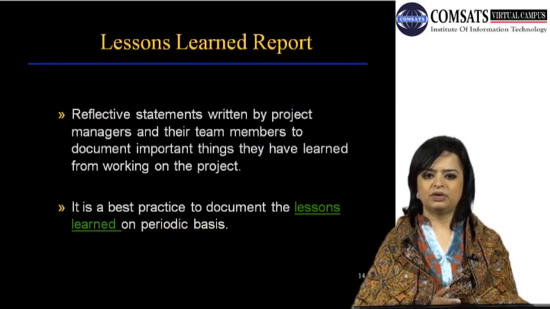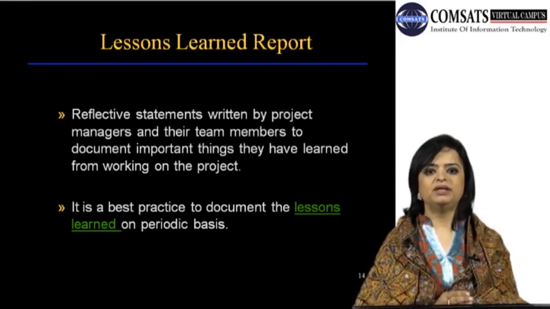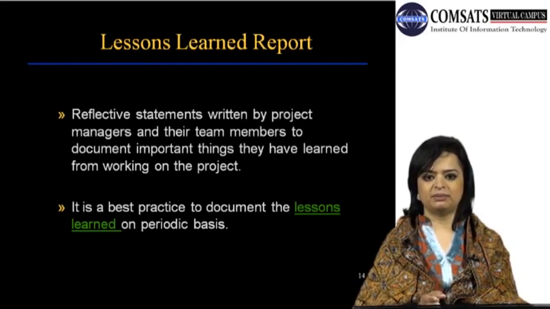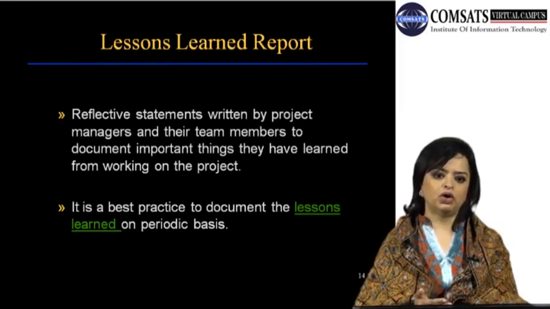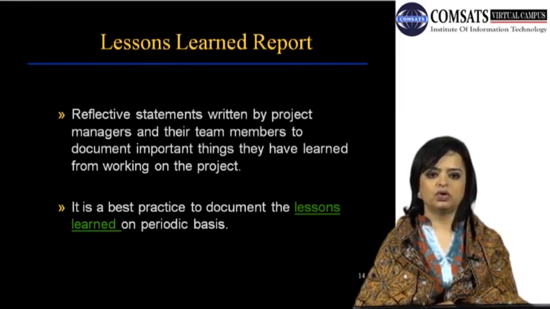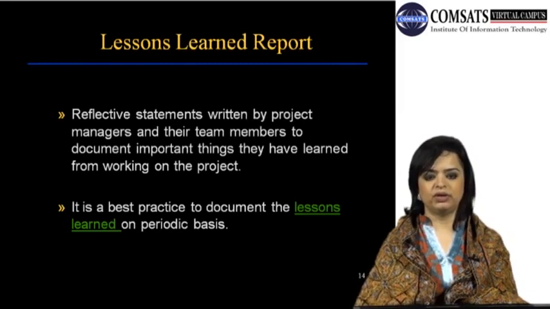So what is a lessons learned report? In some of the subsequent presentations, I will share with you some of the better approved or standardized templates that are out there for lessons learned. So what is a lessons learned report? I keep talking about documentation of what goes on in those meetings and then shared appropriately with the team members.